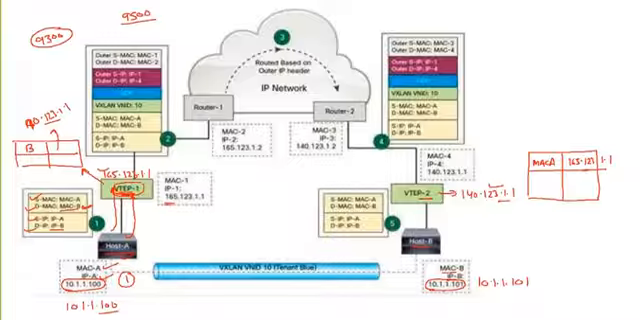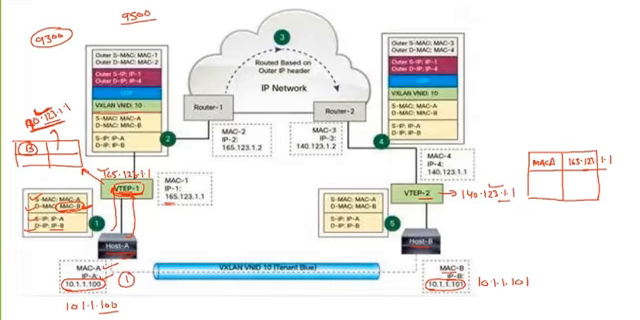As soon as host A sends a packet, VTAP A will check, okay, what is my destination MAC address? Destination MAC address is MAC B. Now it will check its MAC table for MAC B, where do I have to go? I have to go to this IP, 140.123.1.1. So it will create its VXLAN header.